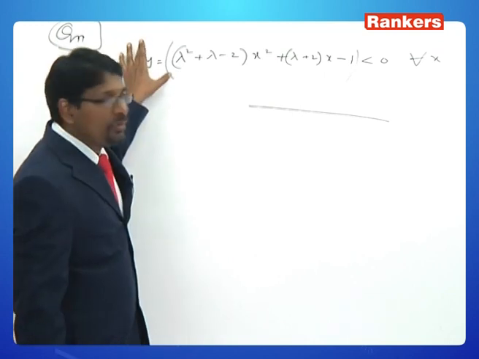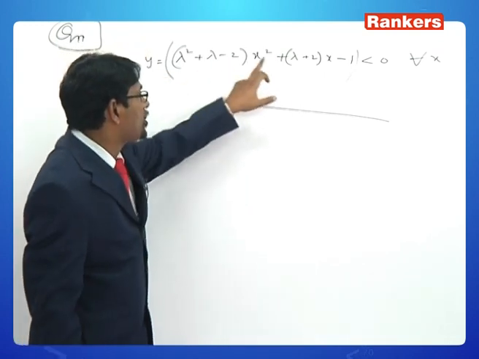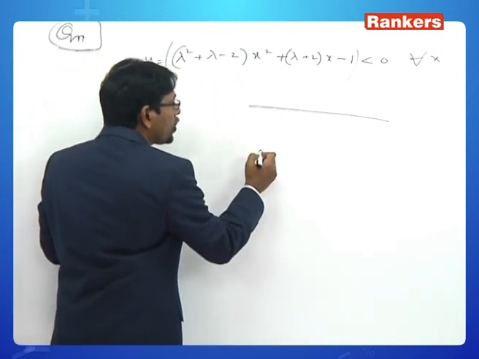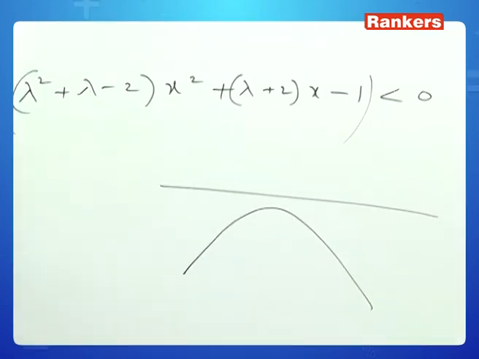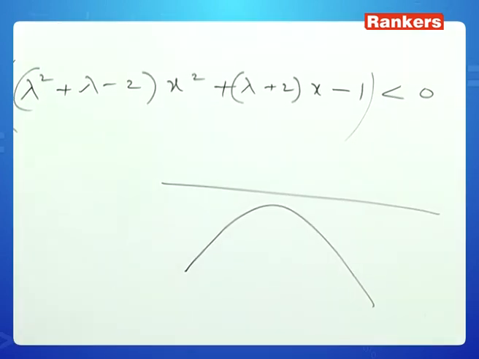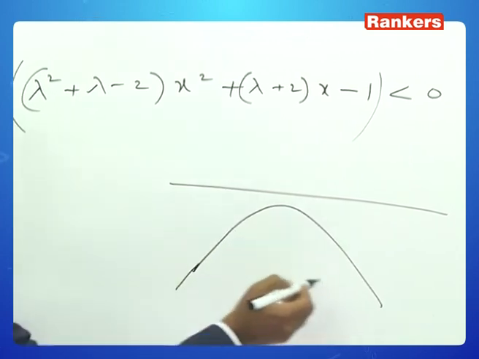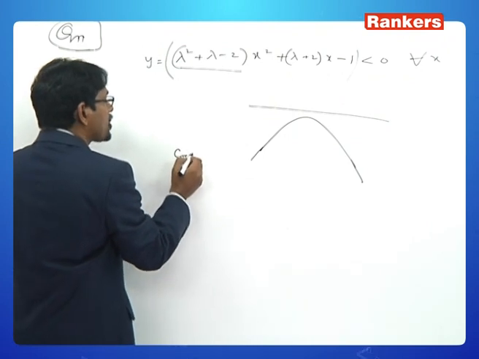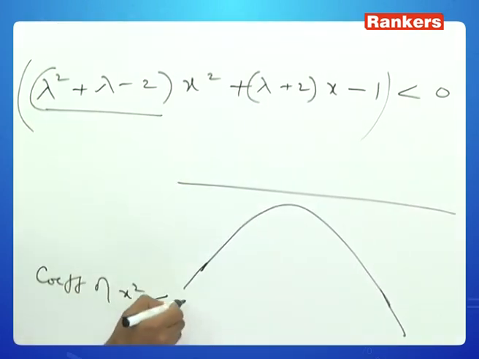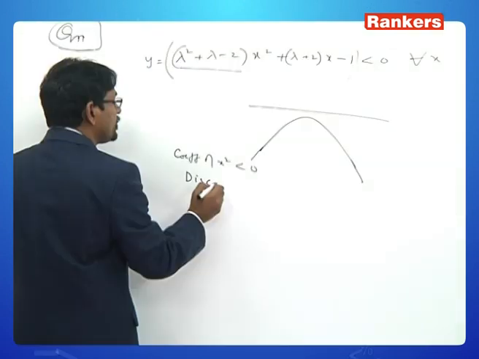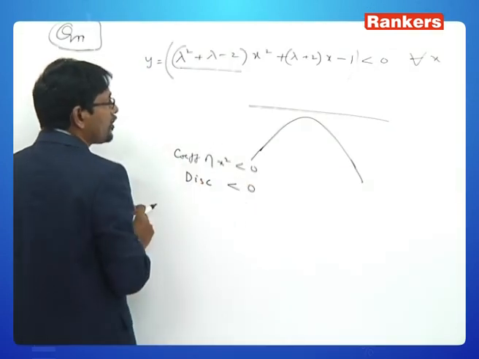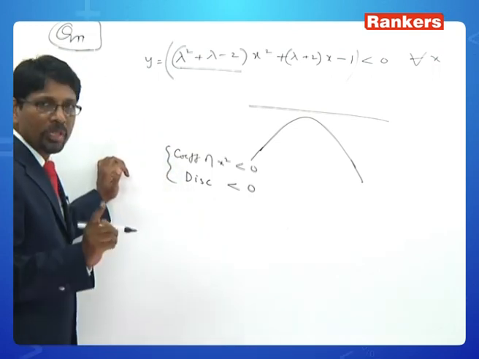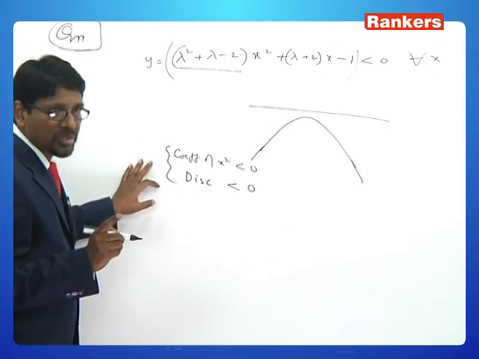That means when I draw the graph of y equal to this ax square plus bx plus c kind of quadratic curve, I want it to be totally negative. We know it's going to be a parabola shape. When is this going to happen? The shape of the graph will be like this whenever the coefficient of x square is negative. So the coefficient of x square must be negative and the discriminant should be negative. So what are the values of lambda for which both these criteria are satisfied?